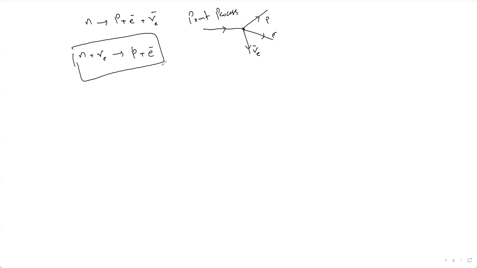Now this process will become a cross process. What do I mean by the cross process? The cross process means it will be like a cross, a kind of thing. So it will be like this. That means I have this neutron coming this way and a neutrino coming this way. And the proton will go like this, and an electron will go like this.